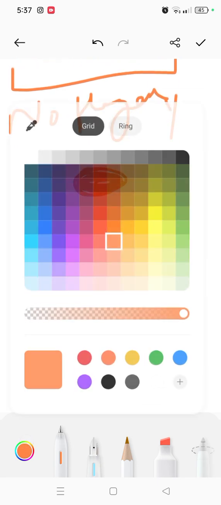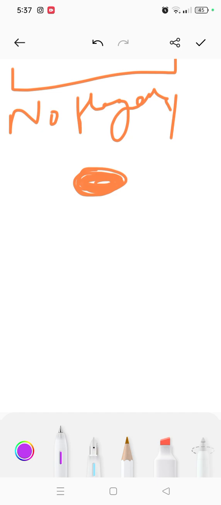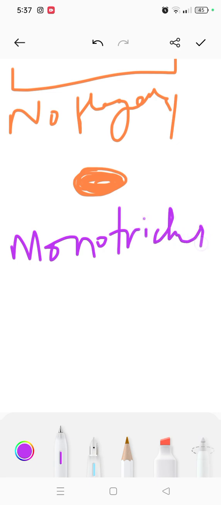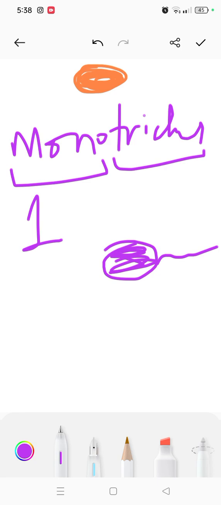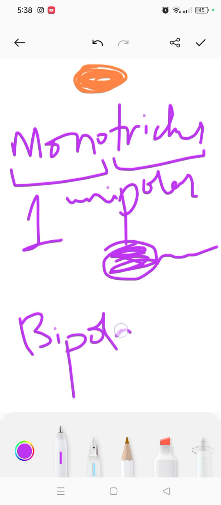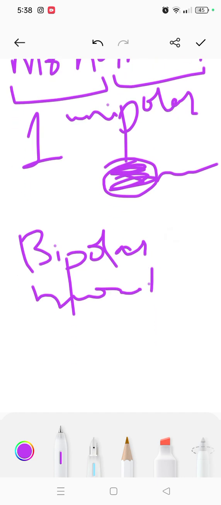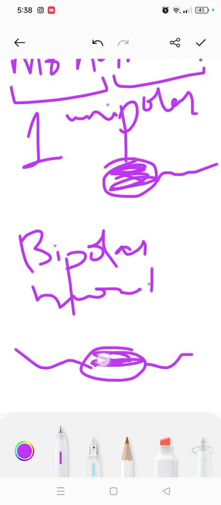The second type which you'll see would be monotrichous. This word mono simply means one, trichous is like movement. So this is the middle part, and you'll see one flagella. This is called monotrichous, and this monotrichous is also called unipolar. Then, similar to that, we have another which is called bipolar monotrichous. Here mono means one, bi means two. So this means the bacteria has a middle part, and you'll see one flagellum here and one there. That's called bipolar monotrichous.